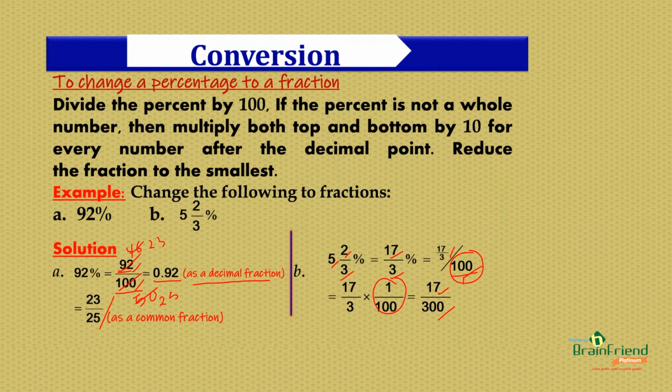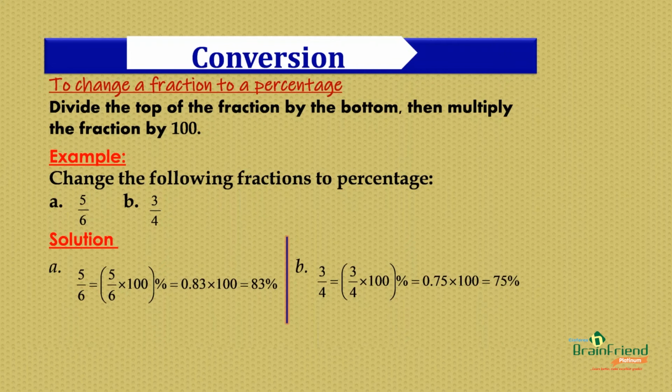Having converted from percentage to fraction, let's see fraction to percentage. To do this, we simply divide the top of the fraction by the bottom, then multiply the fraction by 100. Our example says, change the following fractions to percentage. We have 5 over 6 and 3 over 4. So, we divide the top by the bottom. That means 5 divided by 6 multiplied by 100.